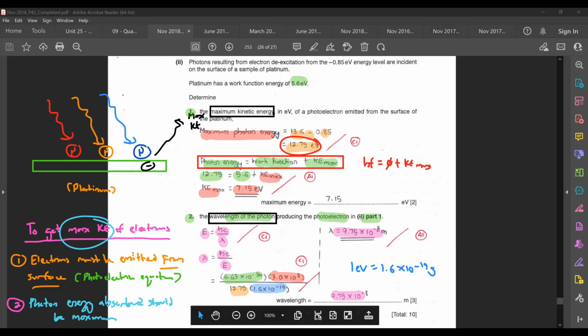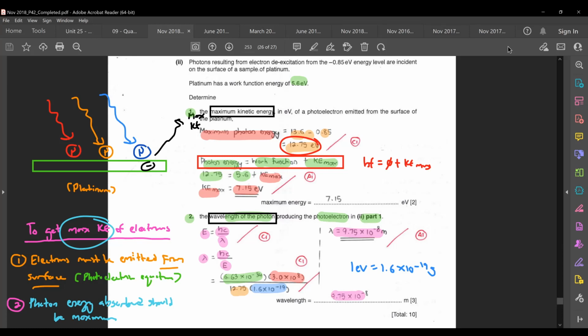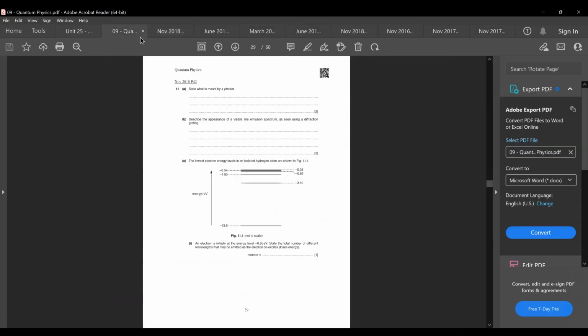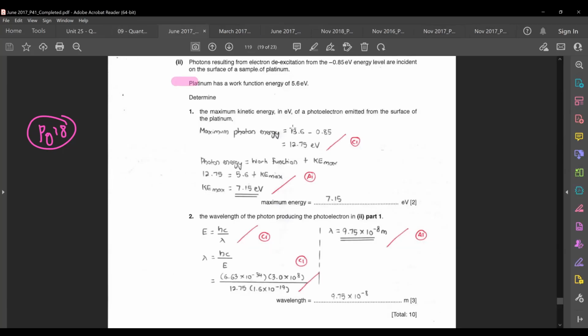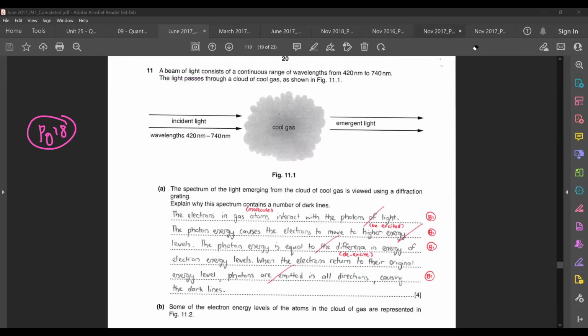Right, next question you can look at is page 18. Okay, so let me clear all the writings here. Next question should be page 18. It is June 17, P41. Okay. So for this question, this is on emission spectrum, absorption spectrum. You have a beam of light that consists of a continuous range of wavelengths from 420 nanometer to 740 nanometer. The light passes through a cloud of cool gas as shown in the figure below.